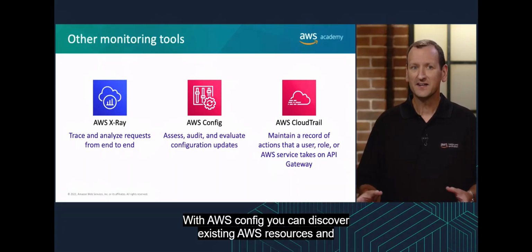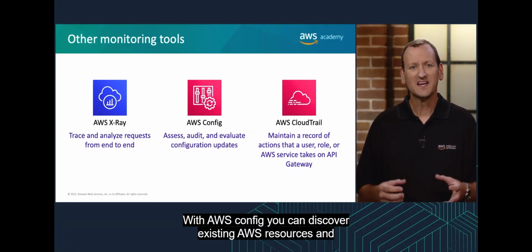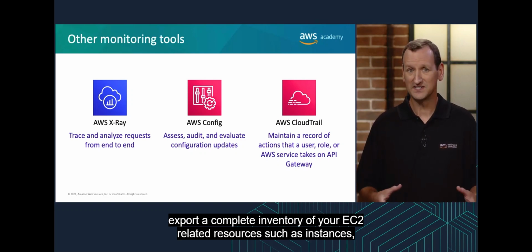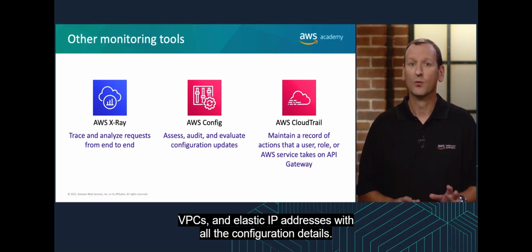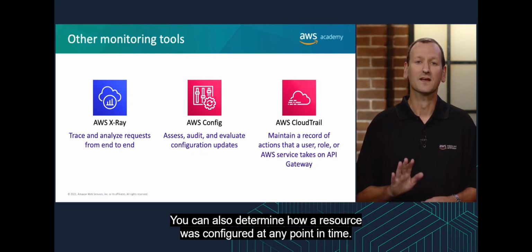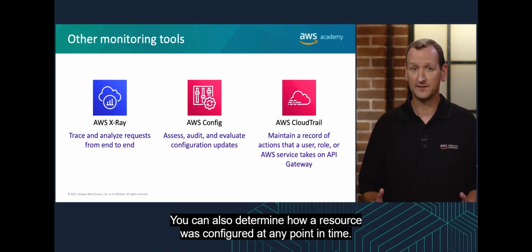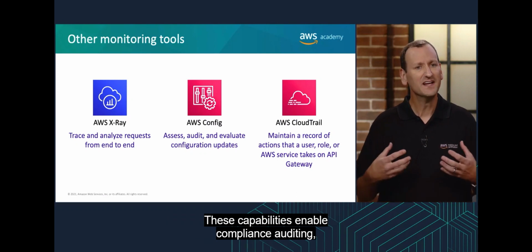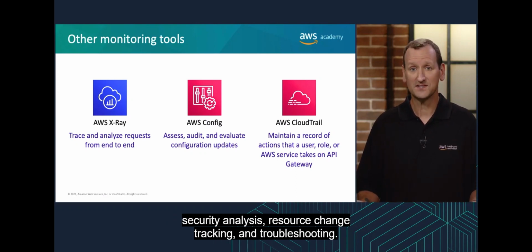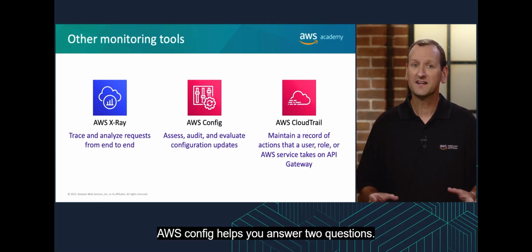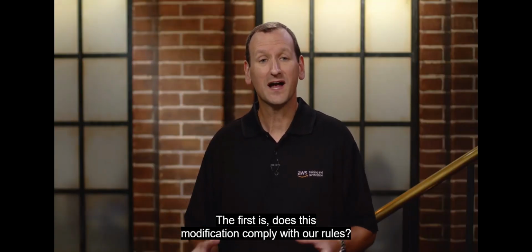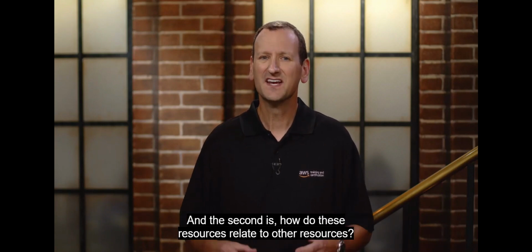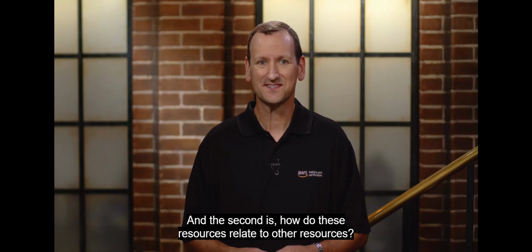With AWS Config, you can discover existing AWS resources and export a complete inventory of your EC2 related resources, such as instances, VPCs, and elastic IP addresses, with all the configuration details. You can also determine how a resource was configured at any point in time. These capabilities enable compliance auditing, security analysis, resource change tracking, and troubleshooting. AWS Config helps you answer two questions. The first is, does this modification comply with our rules? And the second is, how do these resources relate to other resources?